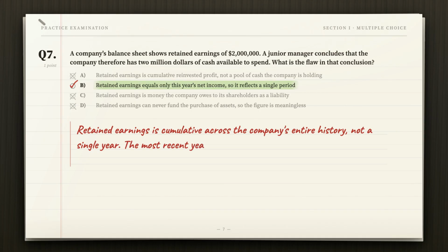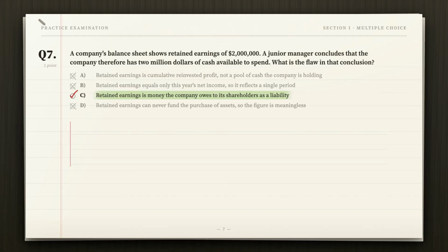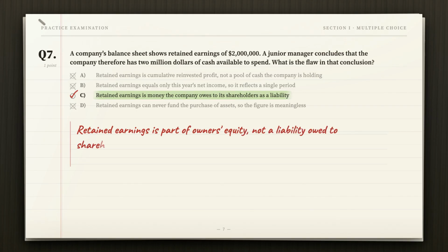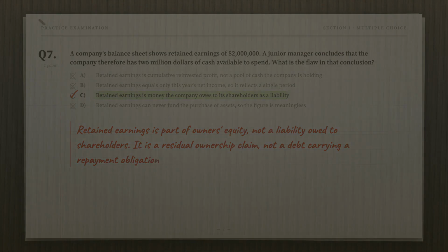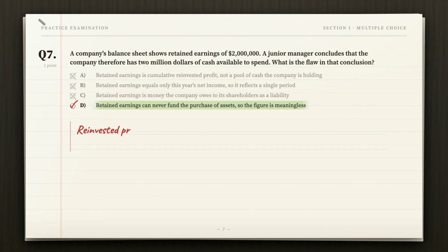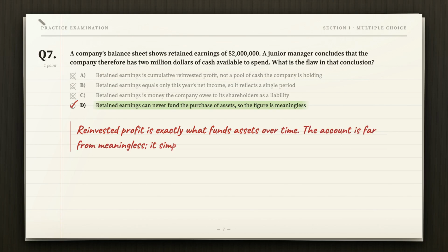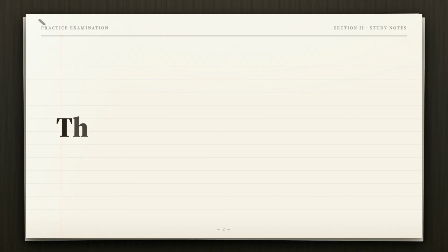The most recent year's profit is only the latest addition to a running total. C is wrong because retained earnings is part of owner's equity, not a liability owed to shareholders. It is a residual ownership claim, not a debt carrying a repayment obligation. D is wrong because reinvested profit is exactly what funds assets over time. The account is far from meaningless. It simply is not the same thing as cash on hand.